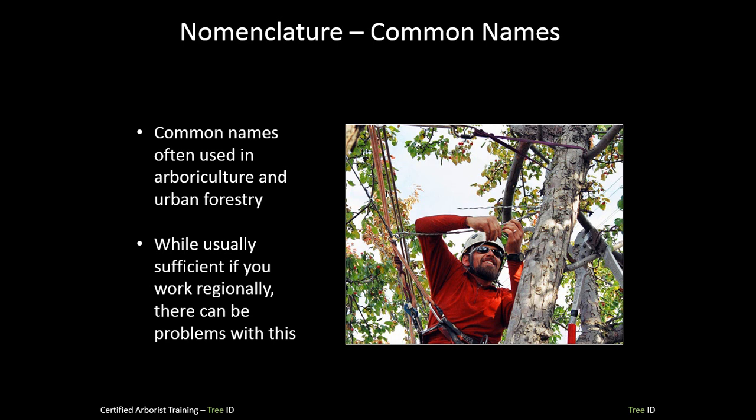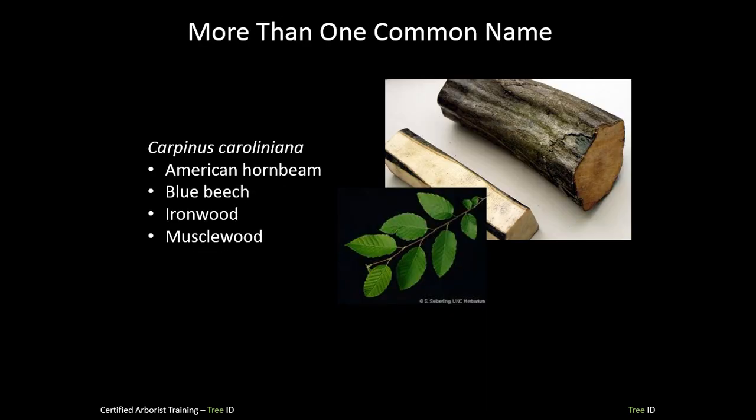So common names are often used in arboriculture, I think more so than in horticulture. And usually that's sufficient if you work regionally and you stick around the area where you learned the species. That'll get you pretty far. But there's some problems with common names, and here's one of them. This is one of my favorite trees from Illinois, and actually we have it down here in Florida as well. It's an understory tree in the forest, and it's Carpinus caroliniana, and I learned it as musclewood.